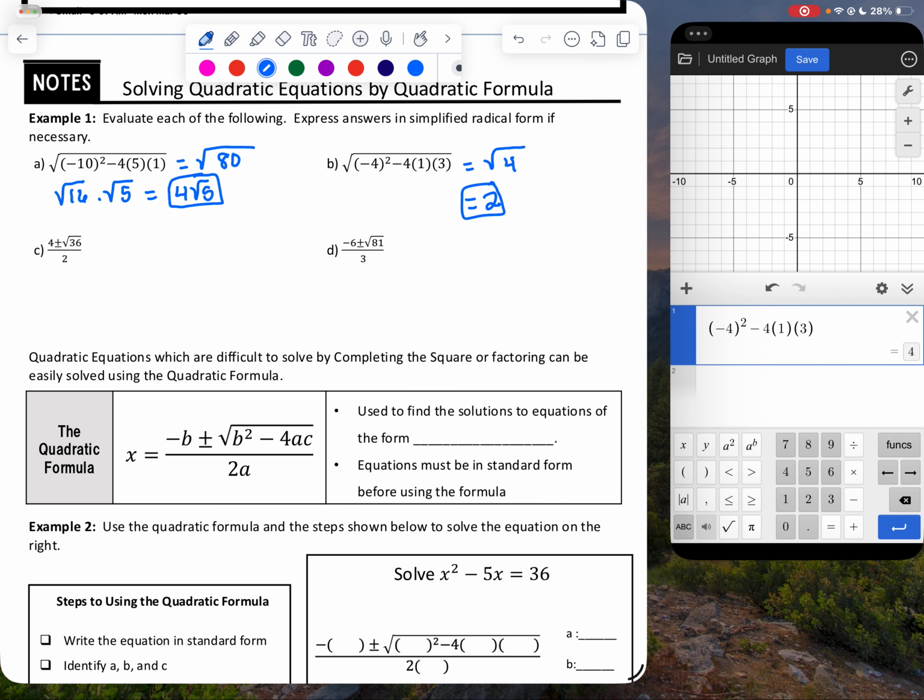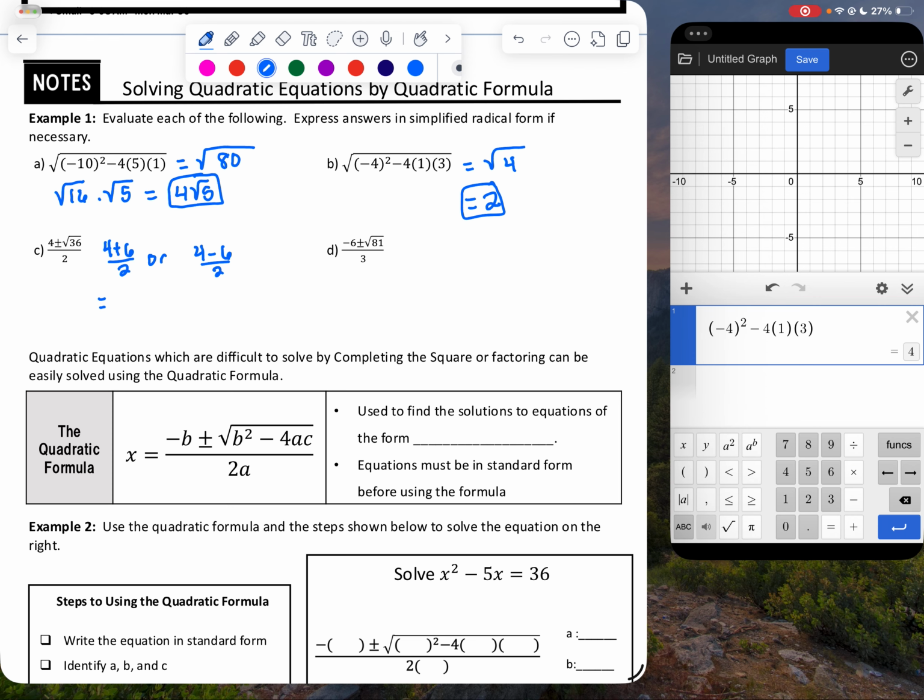All right, problem C. We have 4 plus or minus square root 36 divided by 2. So this is actually two separate problems. They're using the plus or minus symbol to indicate that your square root 36 can either be positive or negative. So to break this apart, I would say 4 plus square root 36, which is 6 over 2, or 4 minus square root 36, which is 6 over 2.